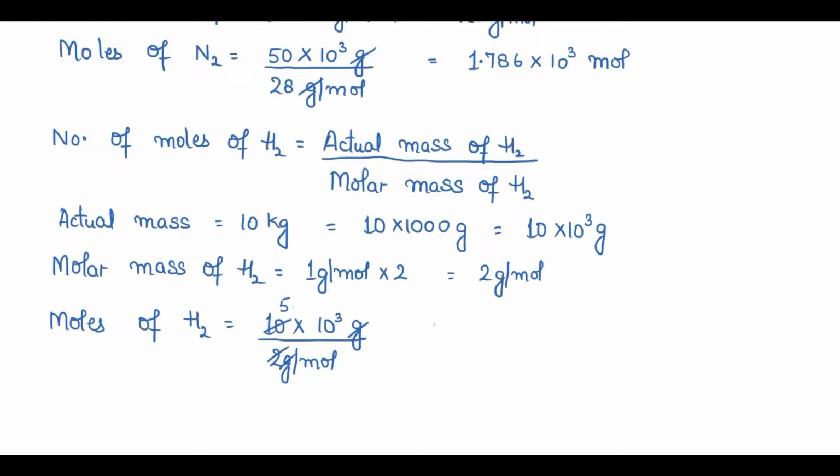So I'll have 5 into 10 raised to power 3. Here in the denominator it is mole inverse, so when I take it to the numerator it will be mole, right? Now I'll apply the unitary method to find the number of moles of nitrogen that react with hydrogen. Here the number of moles of nitrogen is less, so I'll take the number of moles of nitrogen as reference.